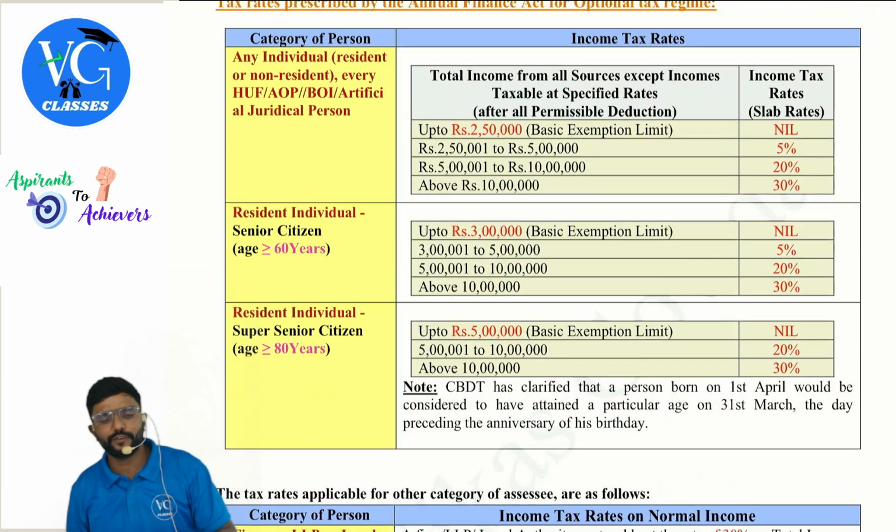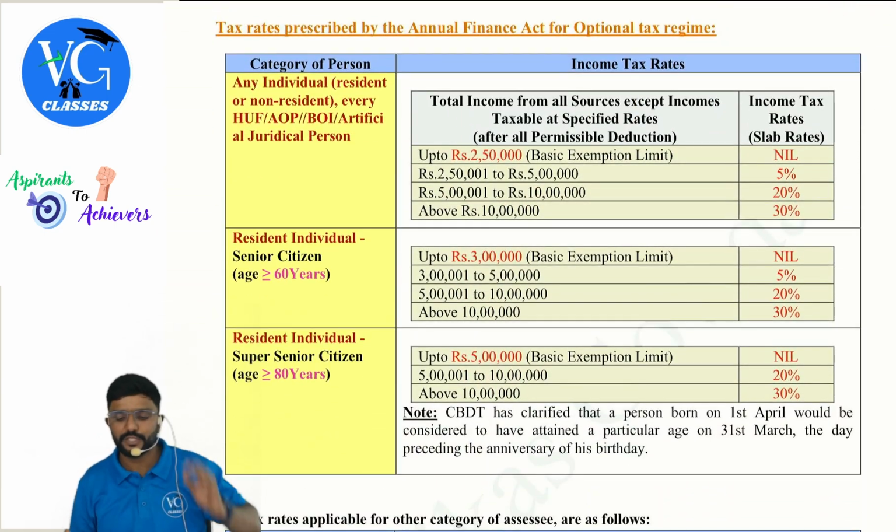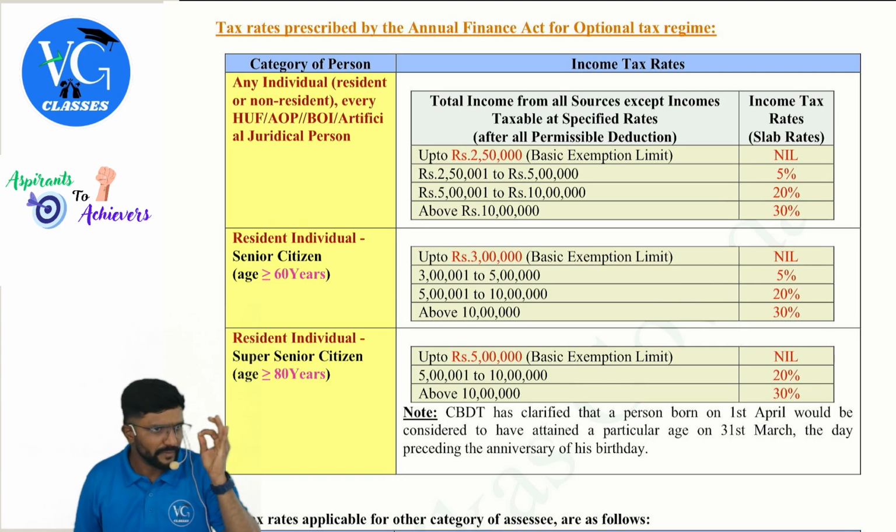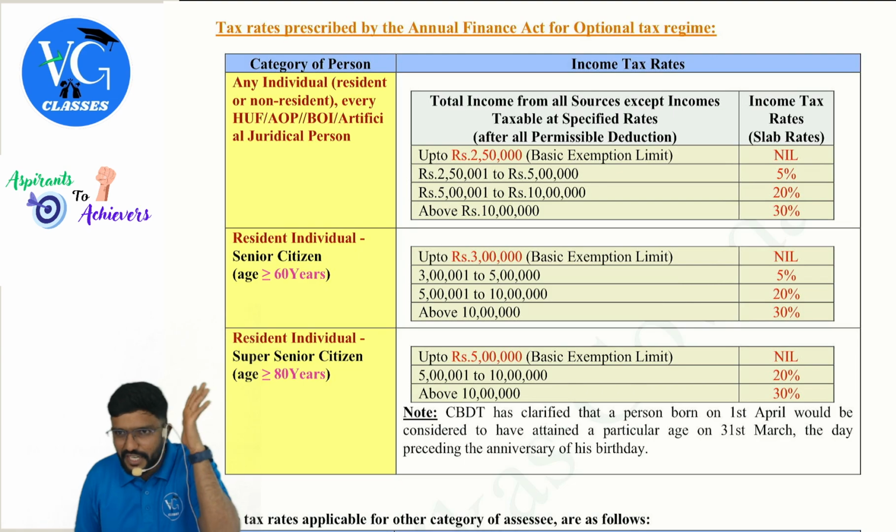So you can opt out of the default regime and follow the optional scheme. The optional scheme is given under the Annual Finance Act, guys. There is no respective section for it. We just call it the optional scheme or optional regime. What are the tax rates, sir? For the same set of people, but only for individuals, some extra thing is given here.